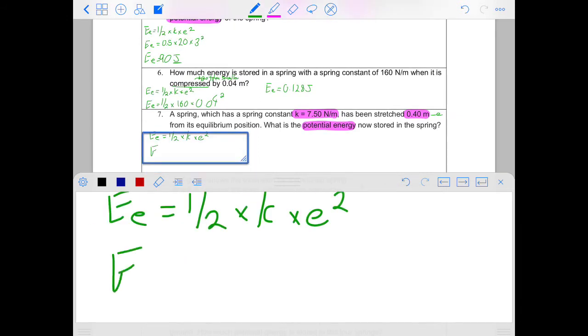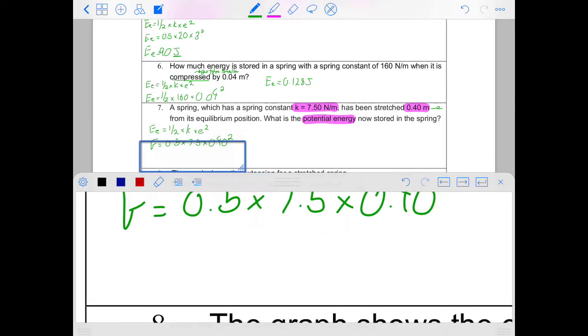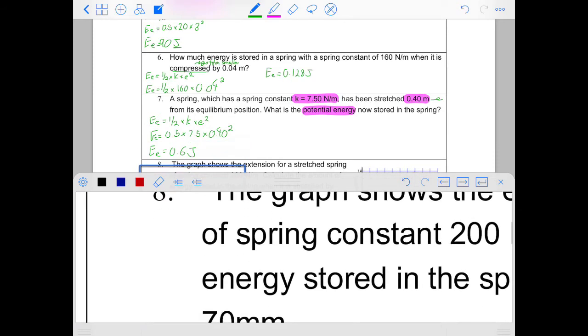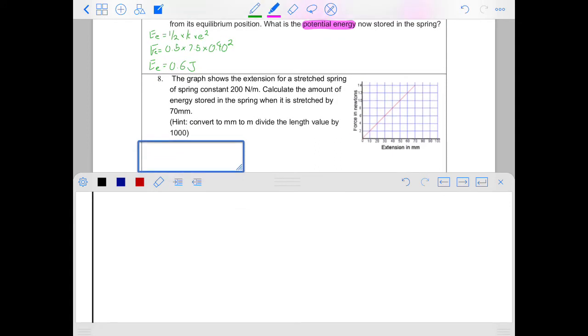So our elastic potential energy is equal to 0.5, this is how you'd plug it into a calculator, times K, our spring constant, 7.5 newtons per meter, times our extension of 0.40 squared. So our elastic potential energy is equal to, you plug that into our calculator, 0.4 times 0.4 or 0.4 squared, times 7.5 times 0.5, and we end up with the answer of 0.6 joules.